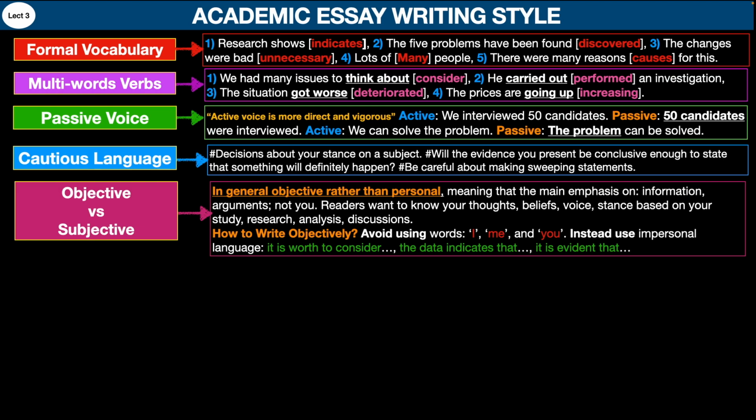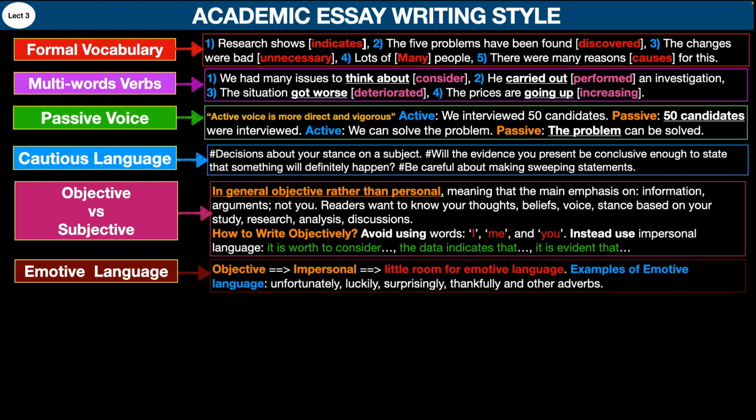Okay, the next one is emotive language. The matter of fact is that when your writing is objective, meaning that your writing is impersonal, so you're not using I, we, me, and you, then there is very little room for emotive language. What is emotive language? Like unfortunately, luckily, surprisingly, thankfully, all these kind of words. This is a sort of emotional language. So we always avoid using emotive language like this.